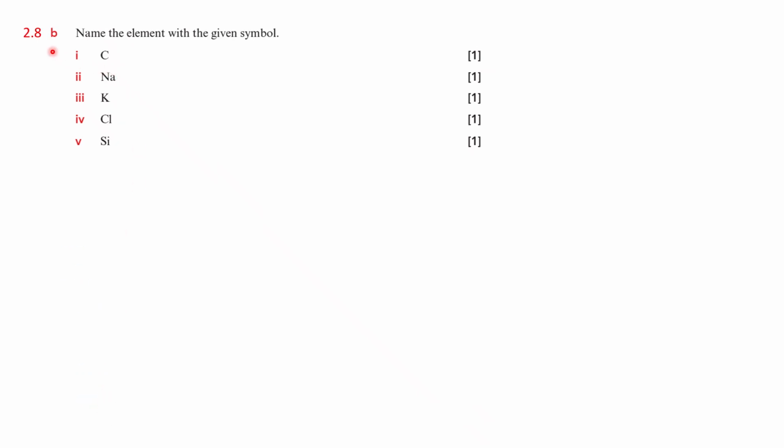Now the next question is name the elements with the given symbol. Here we are provided with the symbols of those elements, and we have to write their names. C stands for carbon. Na represents sodium. K represents potassium. Cl represents chlorine, and Si represents silicon.